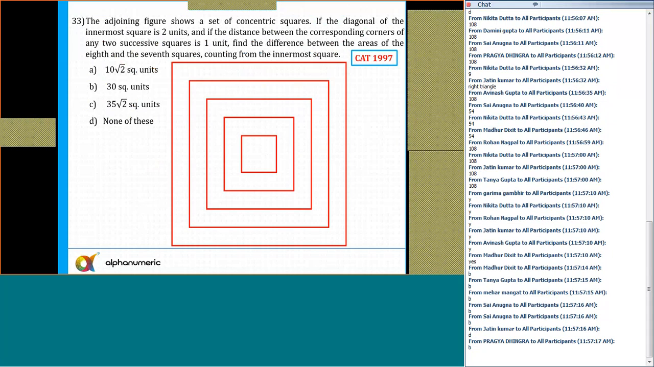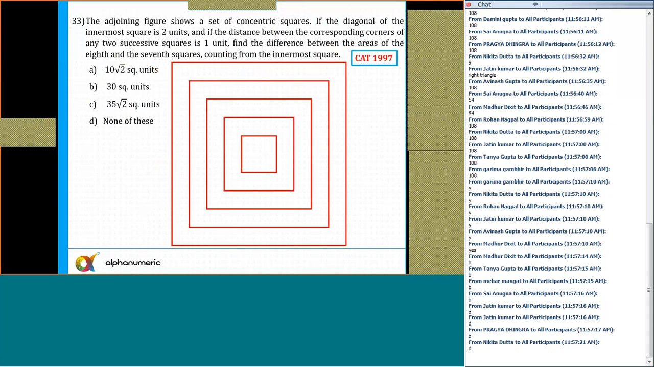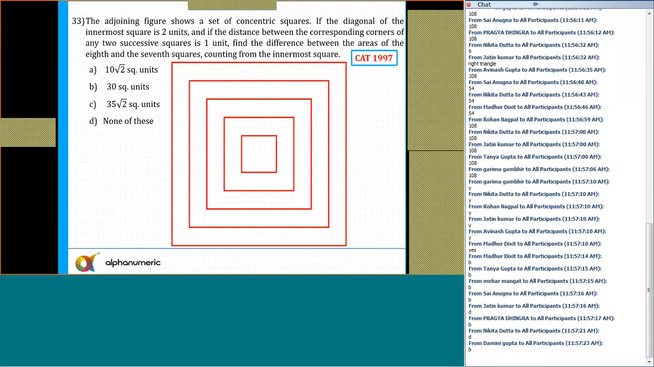Option number B. Yes, that's right. The correct answer is definitely option B. Some of you have got D also. We'll check that. The correct answer is option B.